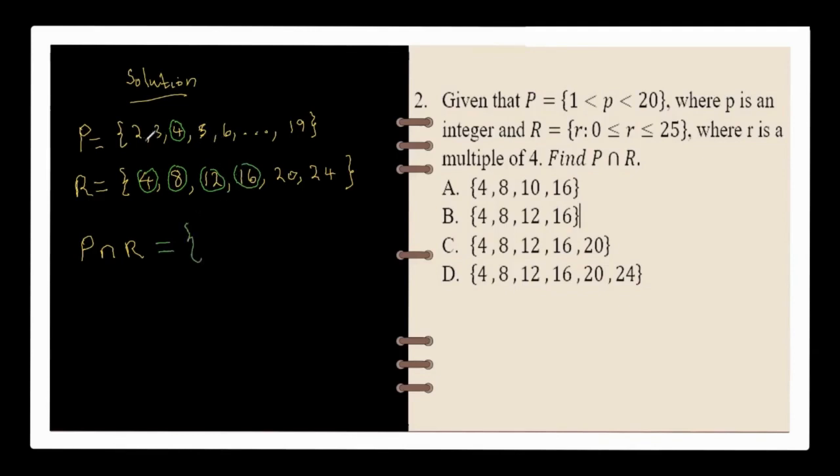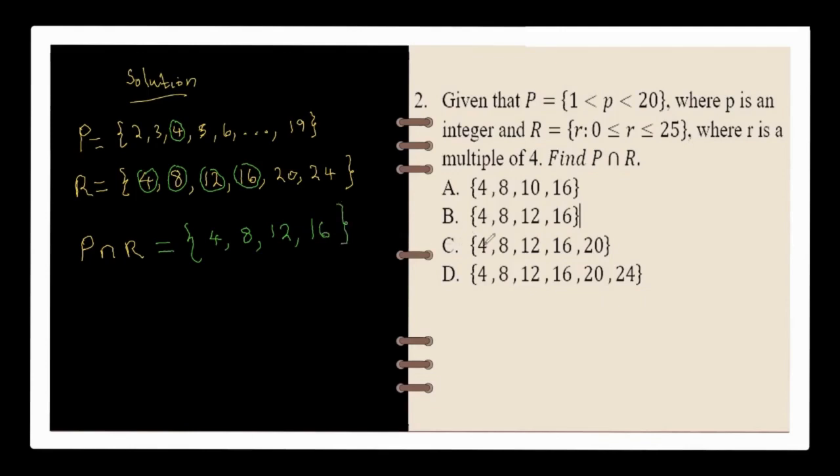remember, if we list all the elements of P, numbers from 2 to 19, we are going to see 8. We are going to come across 12. We are going to come across 16. So when we pick the intersection now, we have 4. We have 8. We have 12. And we have 16.